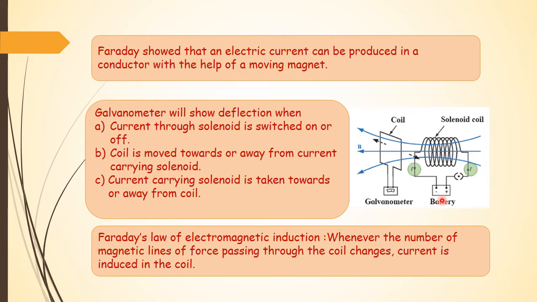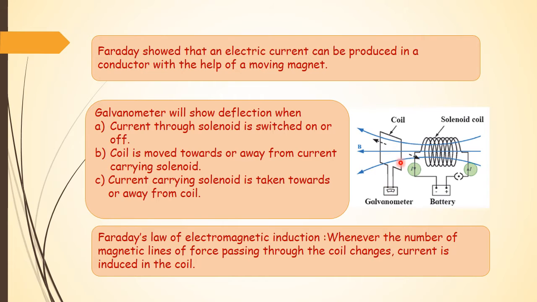Now what he observed, that galvanometer will show the deflection only when the current in this solenoid is switched on or off. Once the current is established, there is no change in the deflection over here, or rather deflection will be zero. But when you switch off the current, it will show the deflection. Similarly, if you move the solenoid towards or away from the coil, this galvanometer will show you the deflection.